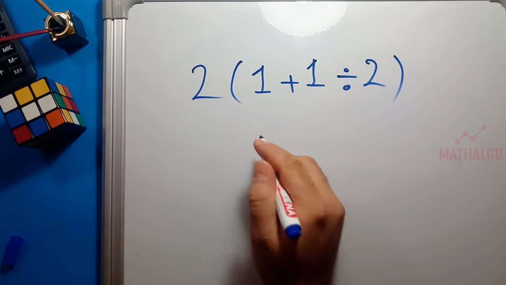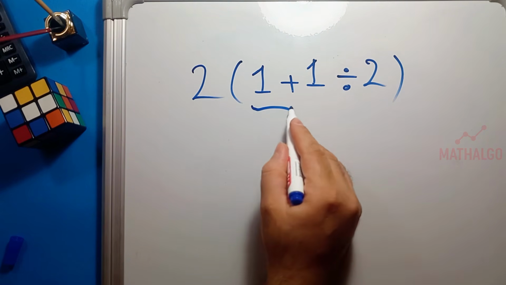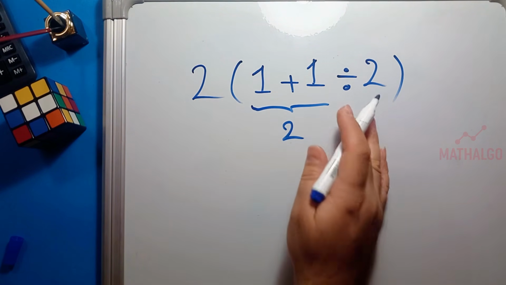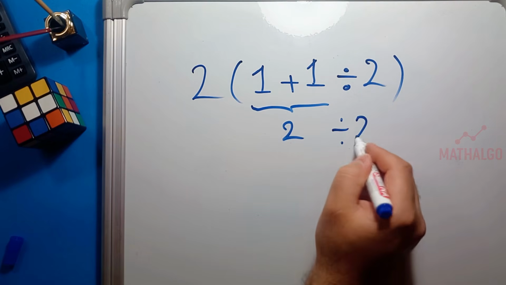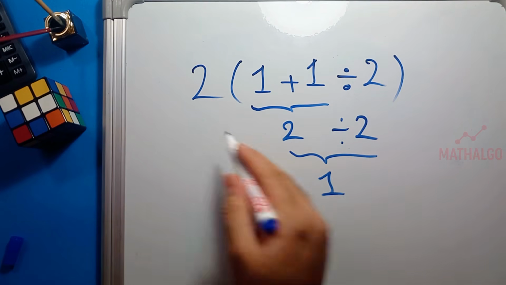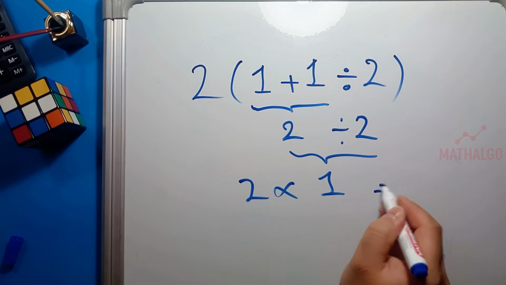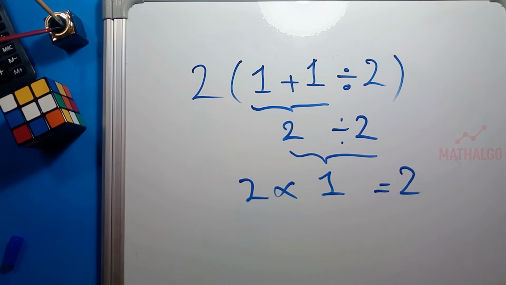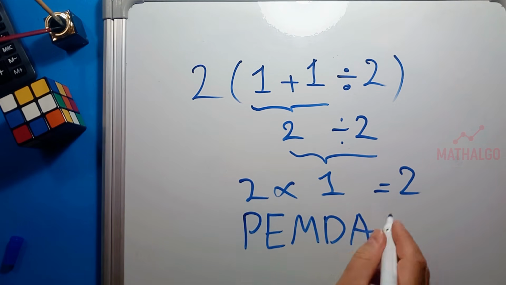They do this. 1 plus 1 equals 2. Then divide by 2. That gives 1. Then multiply by 2. Final answer, 2. Sounds reasonable, but it breaks PEMDAS. PEMDAS does not mean go left to right no matter what.